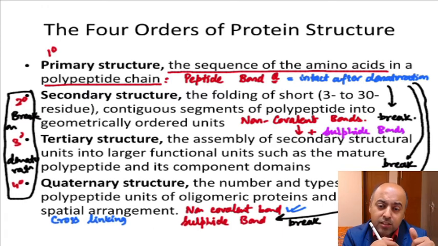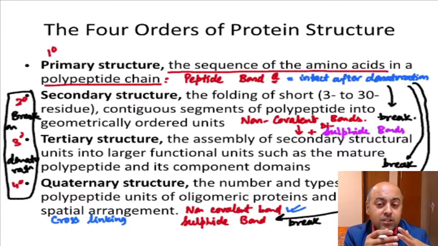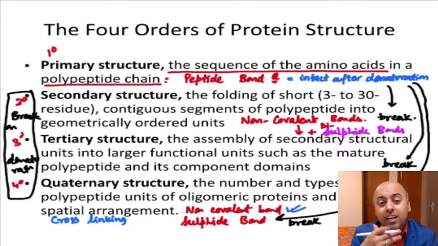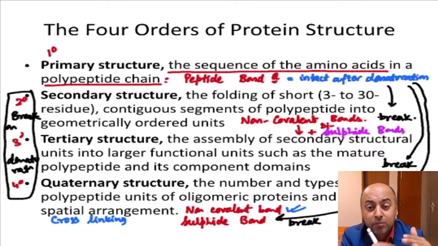The covalent bonds like the disulfide bond, or the cross linkings, they can remain intact, but they are not enough to form the tertiary or the quaternary structure. So secondary, tertiary, quaternary structures, they will be degraded on the denaturation.